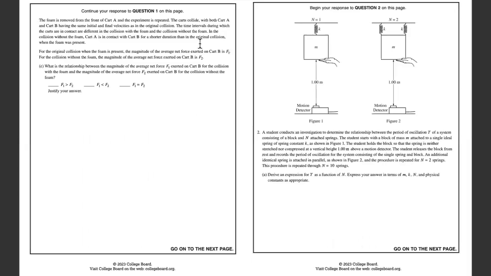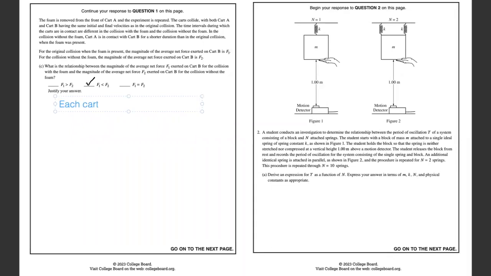So good. Now we remove the foam and repeat the experiment. In the original collision, we know that the magnitude of the average net force is F1. And without the foam, the average net force is F2 on cart B. We do know that without the foam, it's a shorter duration of the collision and that everything ends and starts with the same velocity in both. That has to mean that with the foam, you have a lower force.